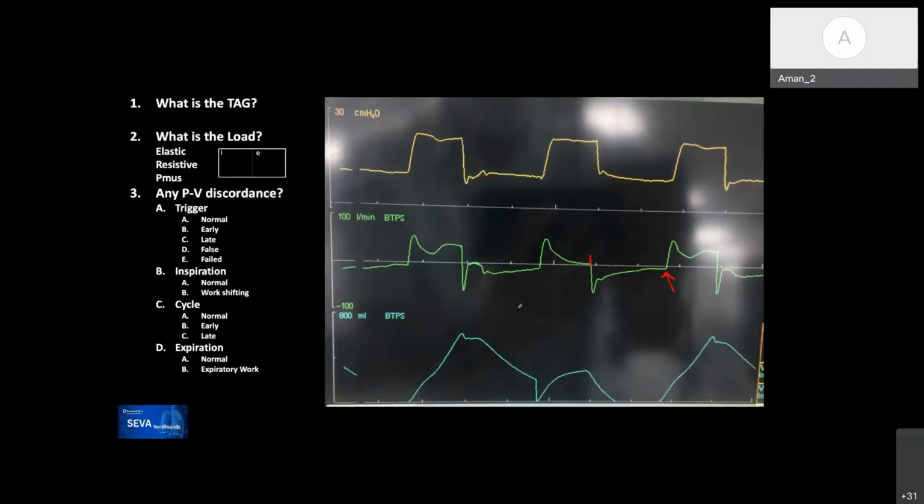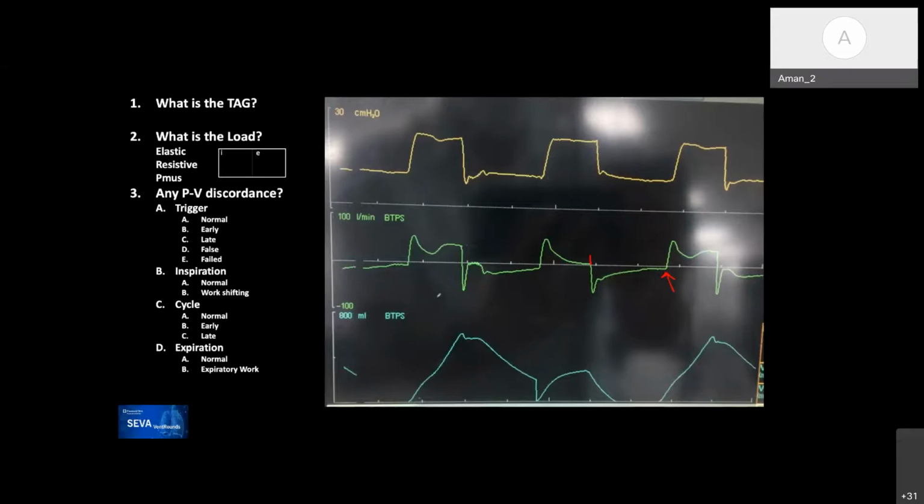So PV discordance. Looking at the first and the third breath, there's PMUS right in the middle of the breath. So I would call this early trigger in looking at these two breaths, classically described as reverse triggering. Inspiration, there's some work shifting in the first and the third breath.